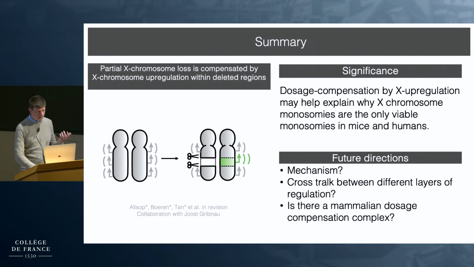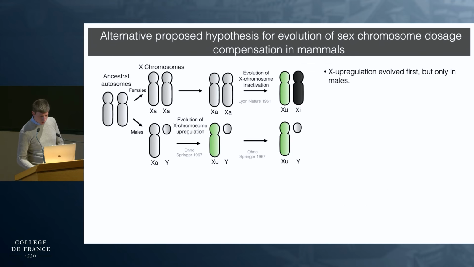And we think this has significance to help explain why X chromosome monosomies are the only viable monosomies in mice and humans. And we've also identified histone modifications that may help explain these phenomena. Now, I just want to take a minute to propose an alternative hypothesis for the evolution of sex chromosome dosage compensation in mammals that takes into account all the available data. So it starts with the evolution of X chromosome upregulation first as a result of loss of the X chromosome in males, just like Ohno proposed.